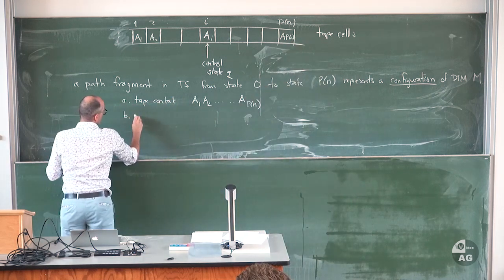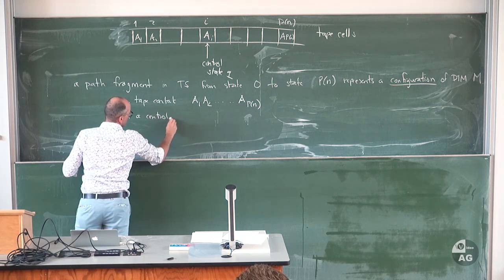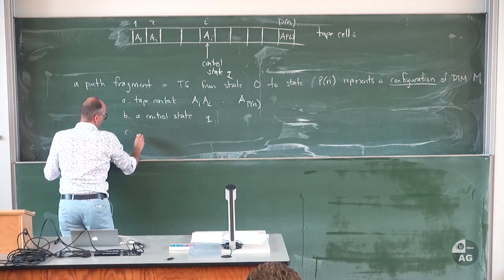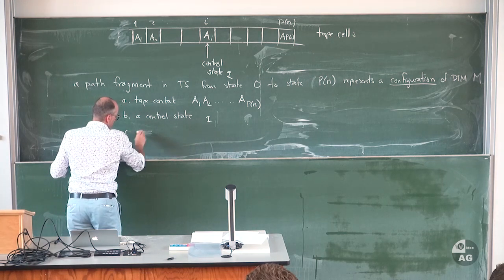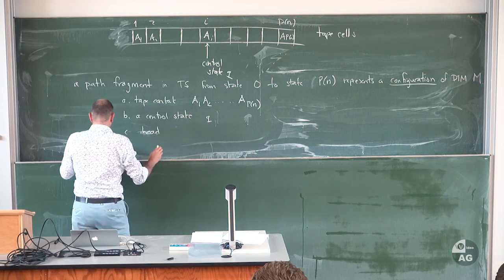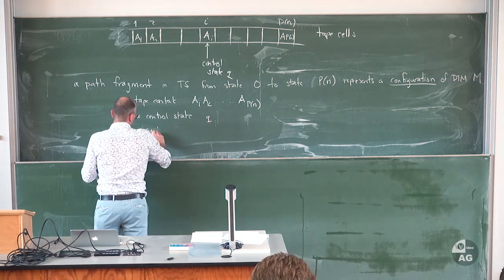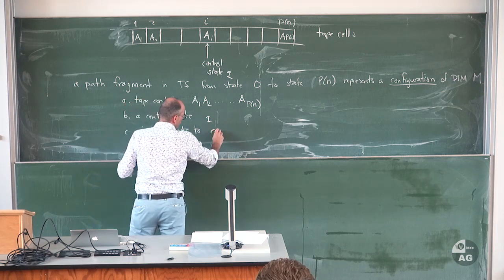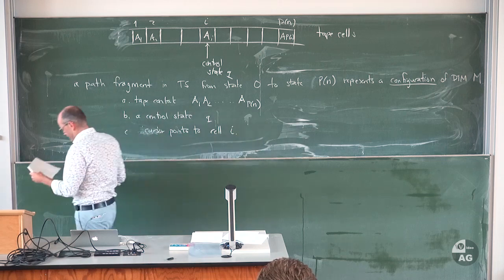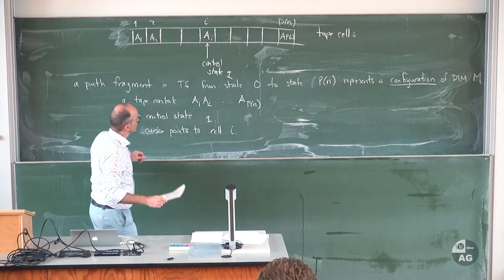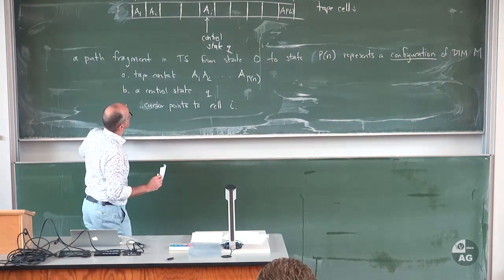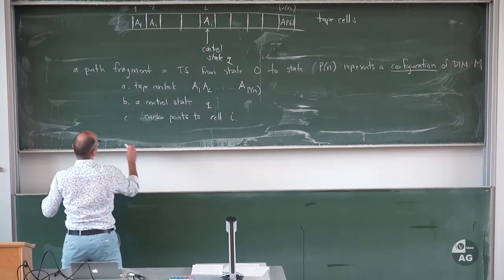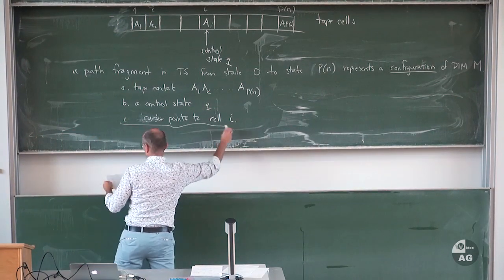Then we have a state, and we need the cursor, or the pointer, the head, well, better, cursor. The cursor points to cell I. Good. And this is encoded as follows. So this is the path fragment. How is this path fragment encoded? This is the path fragment that looks as follows.